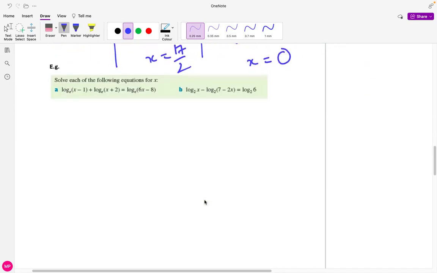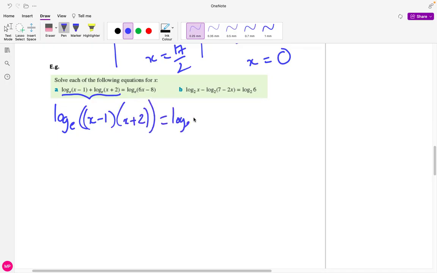Okay. Now two more examples. So in this case, if we have plus two logs, we're going to combine them by multiplying. So log a of x minus 1 times x plus 2 equals log a of 6x minus 8. Once you have log on both sides, you can cancel the log out. Then you just expand the brackets as normal. So x squared plus 2x minus 1x minus 2 equals 6x minus 8.